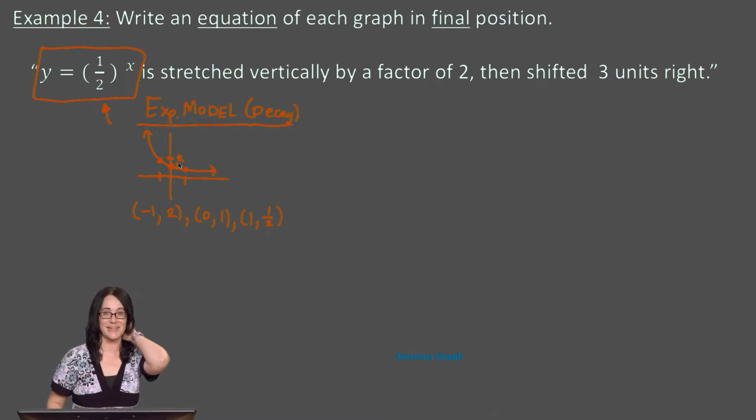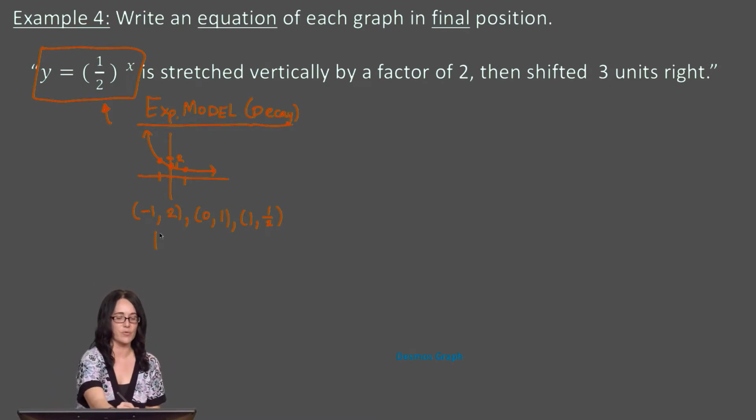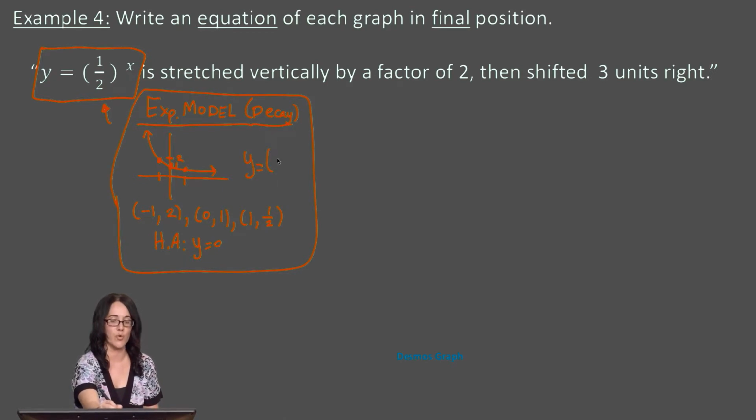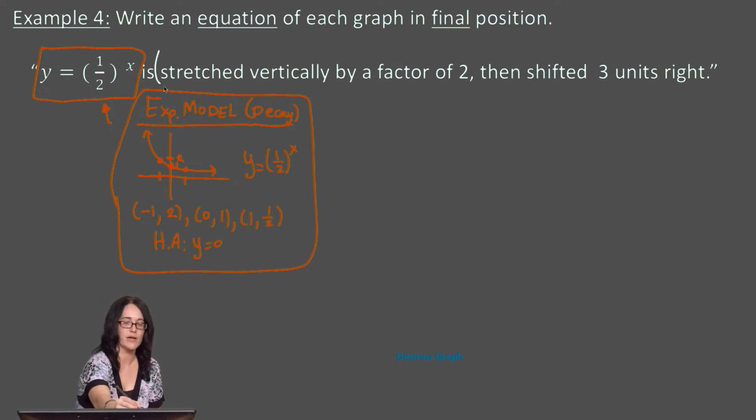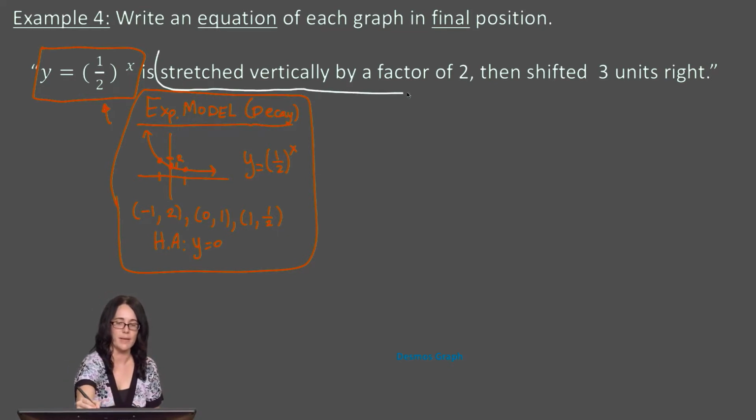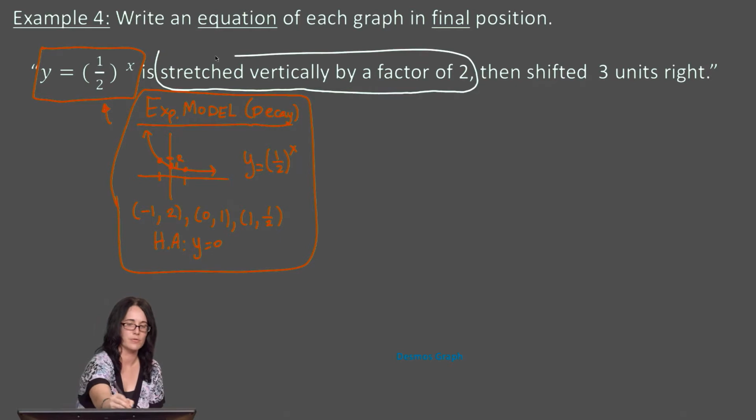Okay, what else do we see here? That's right, we see a horizontal asymptote when y equals 0. So we keep this in mind, and then we're going to transform this graph. This was the graph of y equals just 1/2 parentheses to the x power. Let's do our first transformation now. The first transformation, it says, can we stretch this model vertically by a factor of 2? So this is the first one that we're going to take care of.